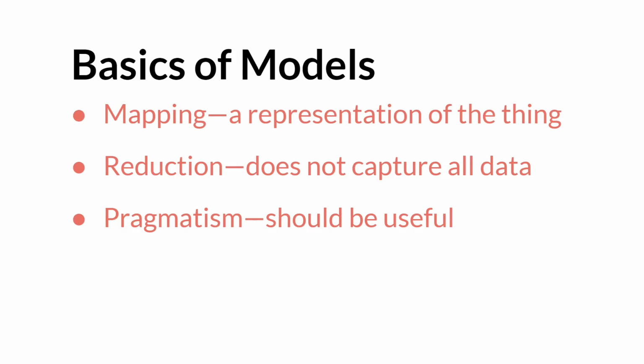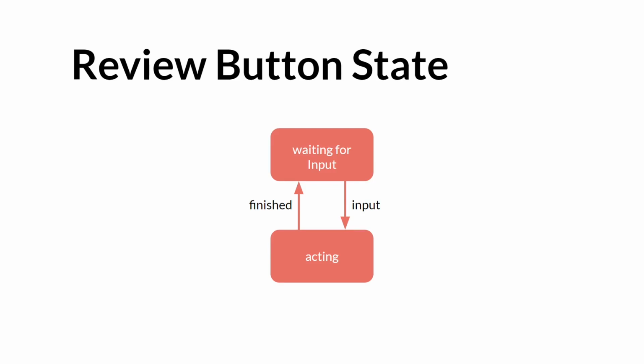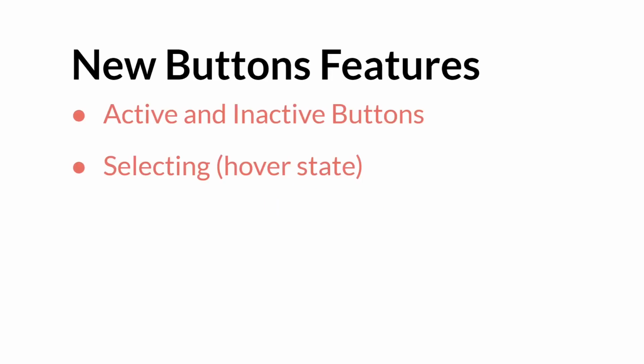If we go back to our state machine, this is clearly not the button itself. It's also a reduction. It doesn't have everything that the button has in its model, but it is useful. It allows us to see within a few seconds everything important about how we interact with our button, and remember that for later. So with that, the two things that we're going to work on in this tutorial are creating buttons that can be active or inactive, and that have a selecting or a hover state. They will change when the mouse pointer is over them. Now, let's switch over to code.